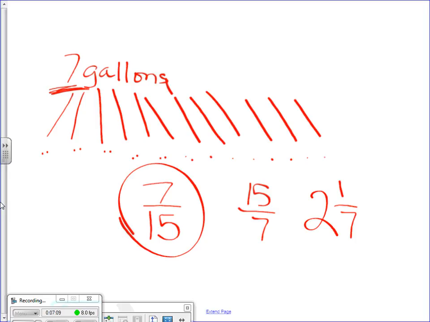It'd be a lot of work, but I could take this, multiply it by 15, and at the end of the day, my answer would be 7. Could I take this, multiply it by 15, and get 7? No. I would get 30 and 15/7. I would not get 7. So it's not a reasonable answer to do this.